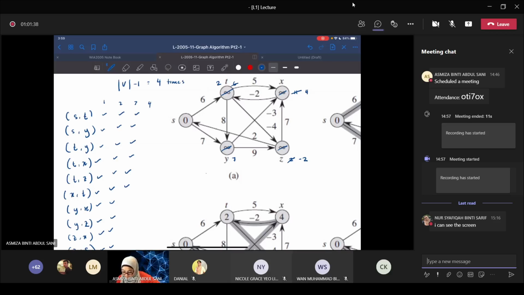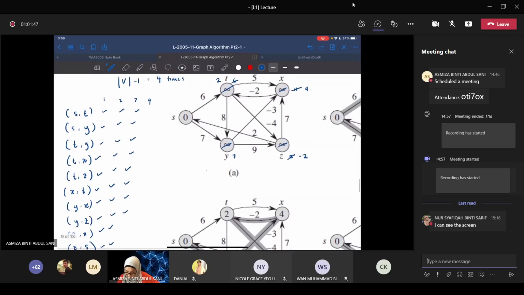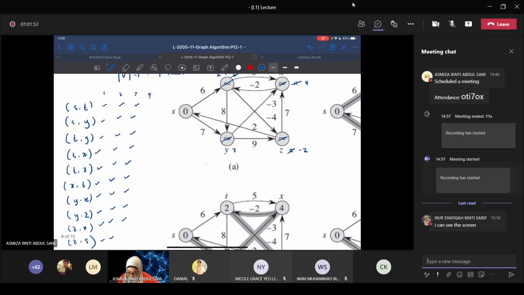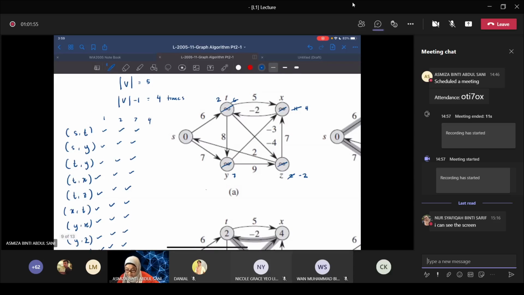YX 7 minus 3 is 4. We're not going to update that as well. YZ 7. No, we're not going to update that as well. ZX minus 2 plus 7 is 5. We're not going to update that as well. And ZS, we're not going to update that as well. And we're going to run it for the last time.